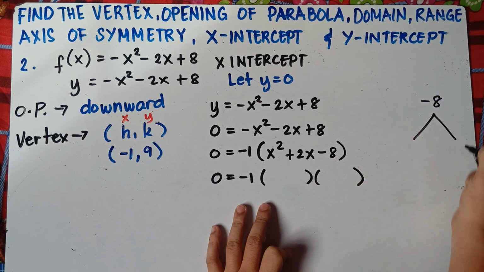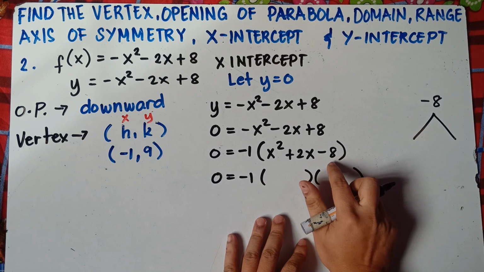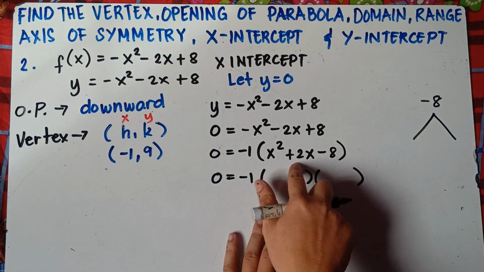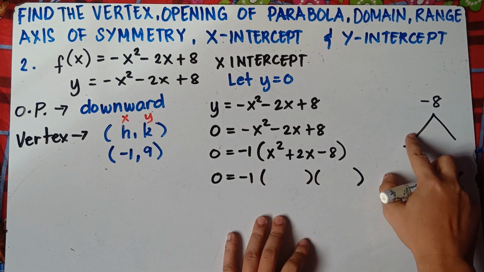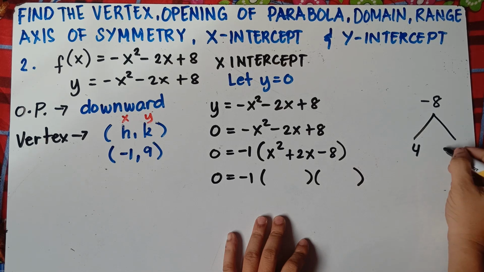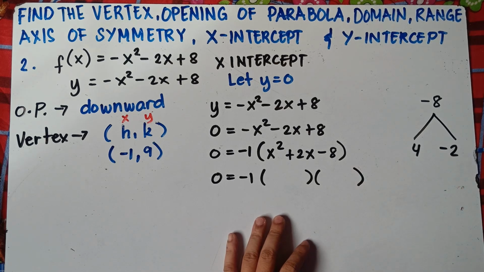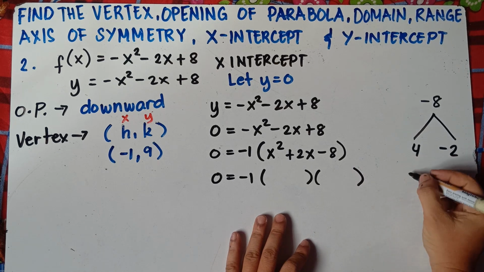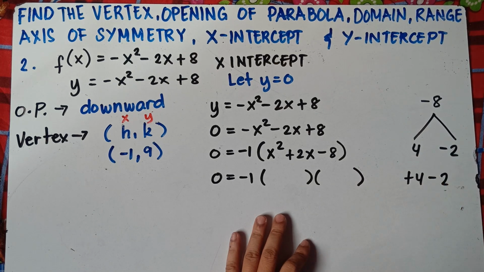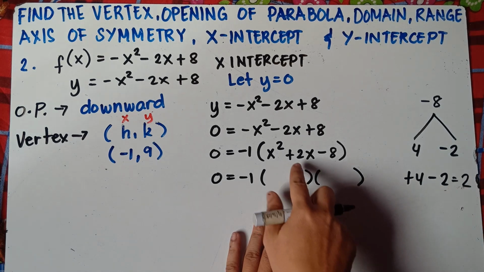So you find two numbers, class, that when you multiply them, you will get negative 8. At the same time, when you combine them, you will get positive 2. Of course, that would be negative 4. Oh, sorry, that's positive 4. That would be positive 4 and negative 2, right? Why is that, sir? Because if you combine positive 4 and negative 2, this will be positive 2, right? We need to get positive 2.